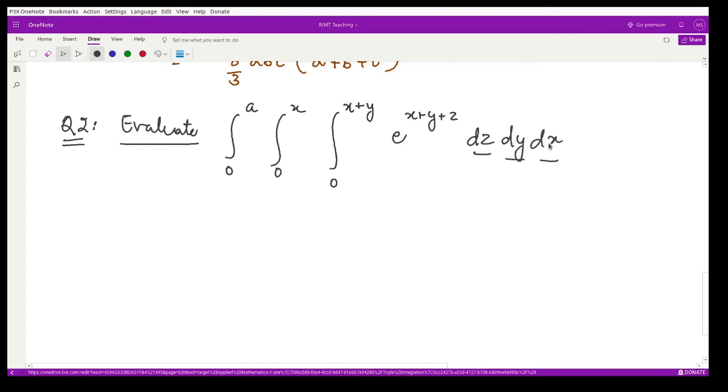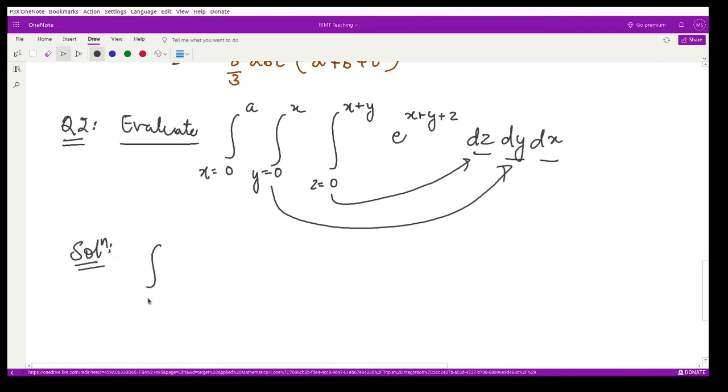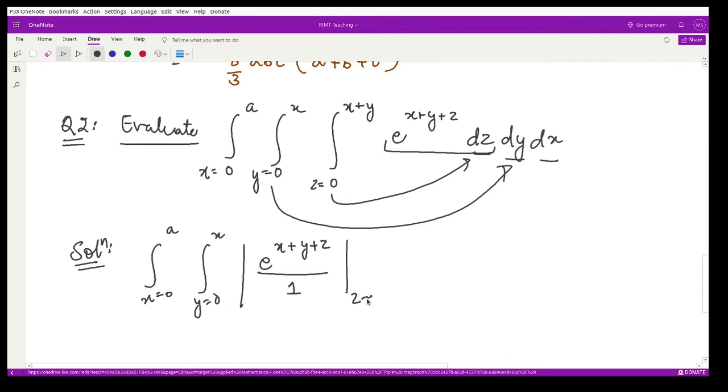Now the order of integration in this case is important because these are the limits corresponding to z, these are the limits corresponding to y, and these are the limits corresponding to x. Okay, so for the solution part, we will first solve it with respect to z. So it would be integration x varying from 0 to a, y varying from 0 to x, and when you solve this integration with respect to z, your answer would be e to the power x plus y plus z divided by the coefficient of z, that is equal to 1. And the limits of z are varying from 0 to x plus y, dy dx.